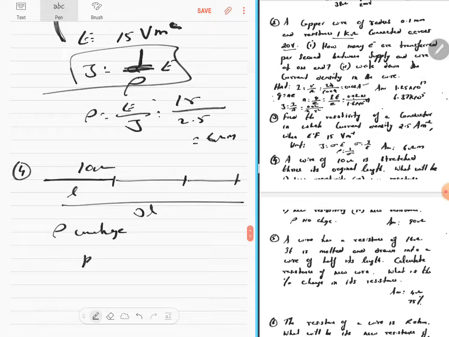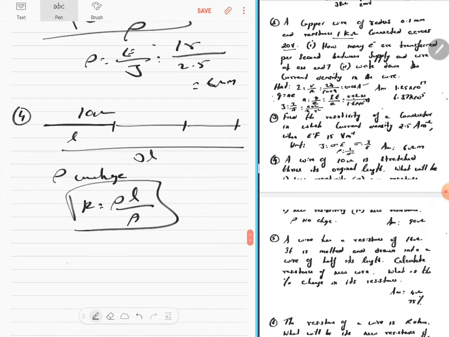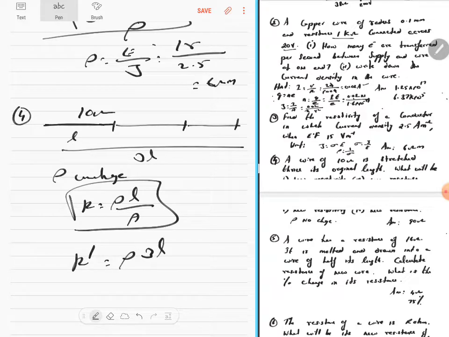What happens to resistance? Resistance does change according to length and area. Rho into L by A. This is the initial resistance. The final resistance is R dash, which is resistivity into 3L because you are stretching it. What happens to cross section area when you are stretching it? Have they specified anything like that? Let's see. The wire of 10 ohm resistance is stretched thrice its original length.